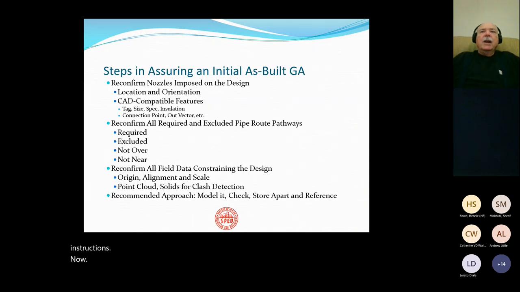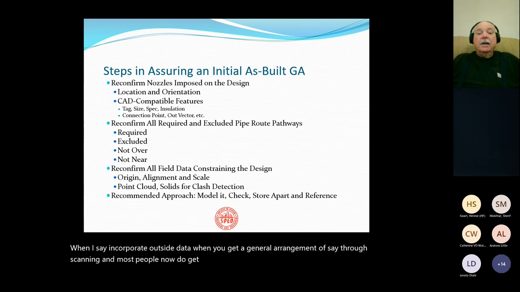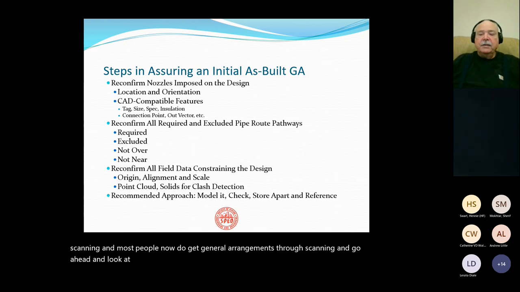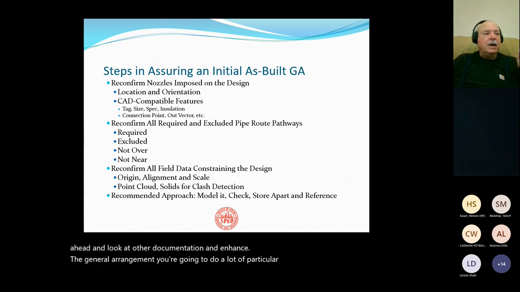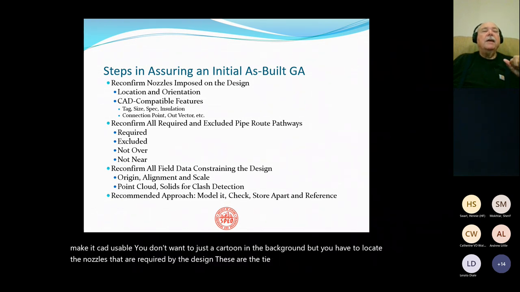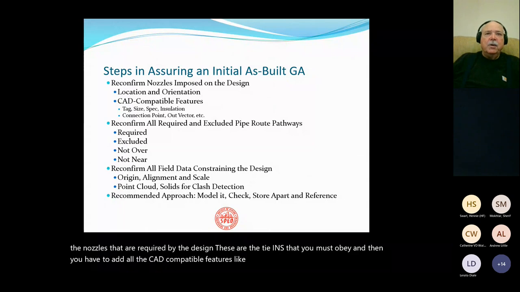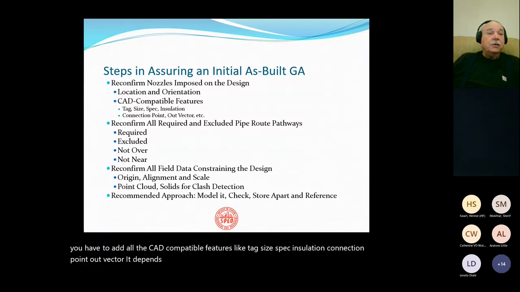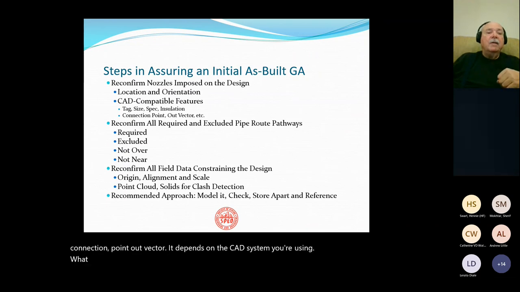Now, when I say incorporate outside data, when you get a general arrangement, say through scanning, and most people now do get general arrangements through scanning, you go ahead and look at other documentation and enhance the general arrangement. You're going to do a lot of particular things designed to make it CAD usable. You don't want it just a cartoon in the background, but you have to locate the nozzles that are required by the design. These are the tie-ins that you must obey. And then you have to add all the CAD compatible features like tag, size, spec, insulation, connection point, out vector. It depends on the CAD system you're using what requirements are necessary.